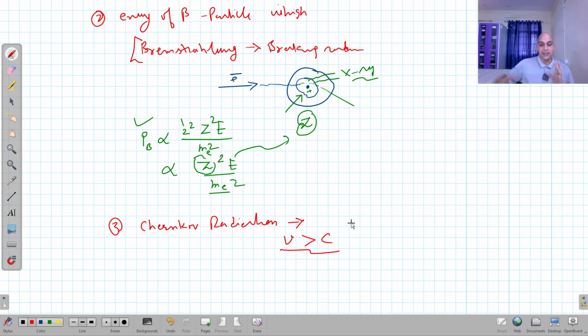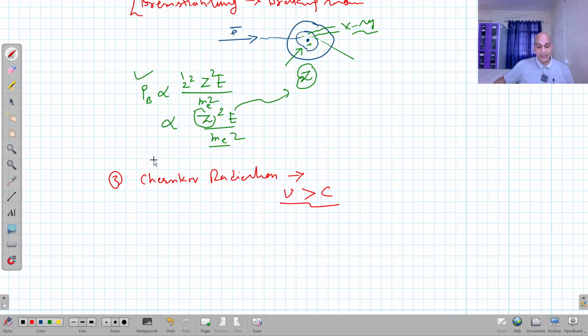In that case, the radiations are emitted along the path of that particle. These radiations are known as Cherenkov radiations because they were first discovered by Pavel Alekseyevich Cherenkov in 1934. He was basically a Russian physicist. So now I am writing down the condition for Cherenkov radiation.